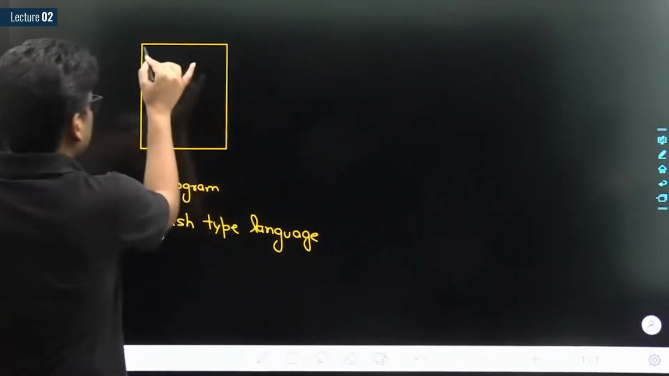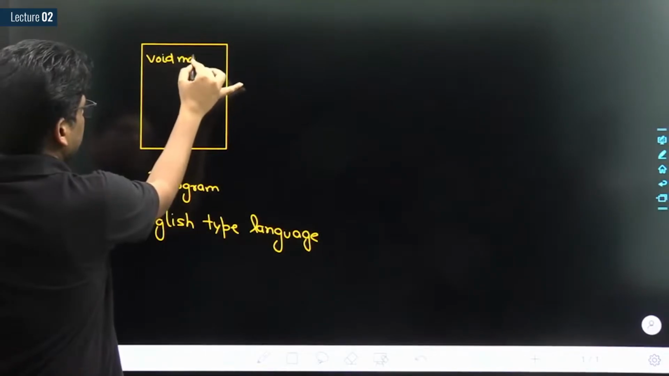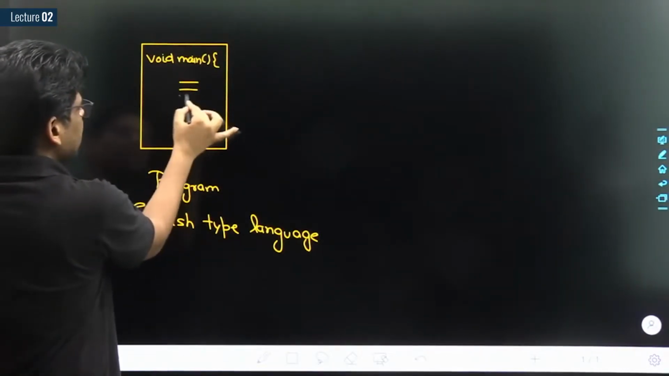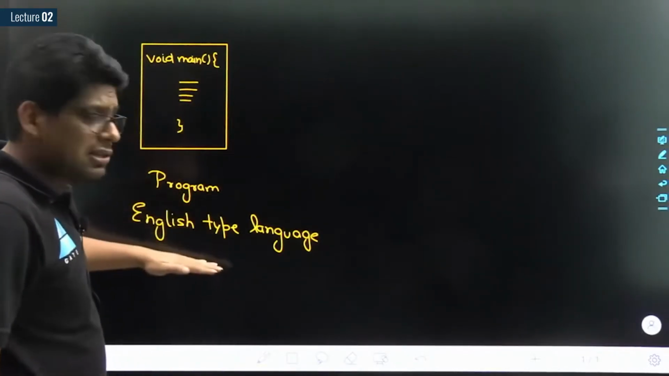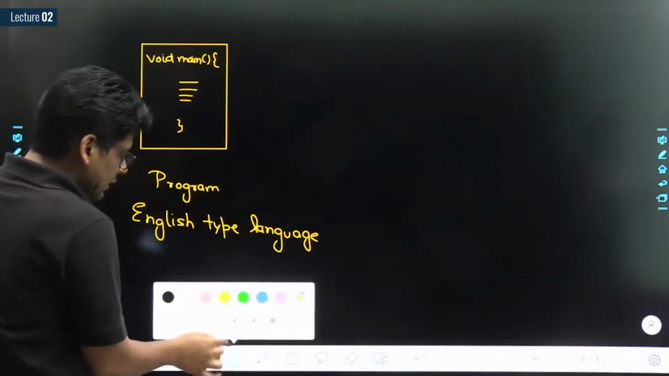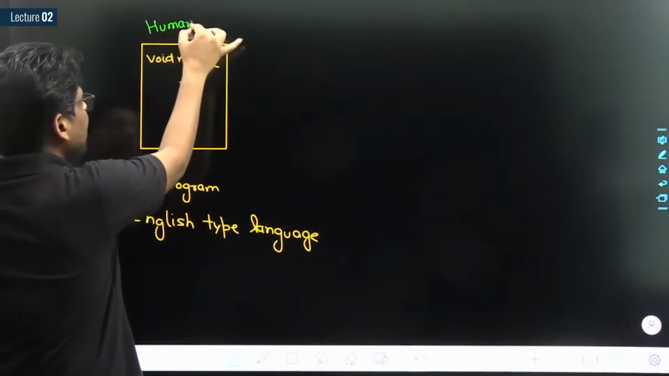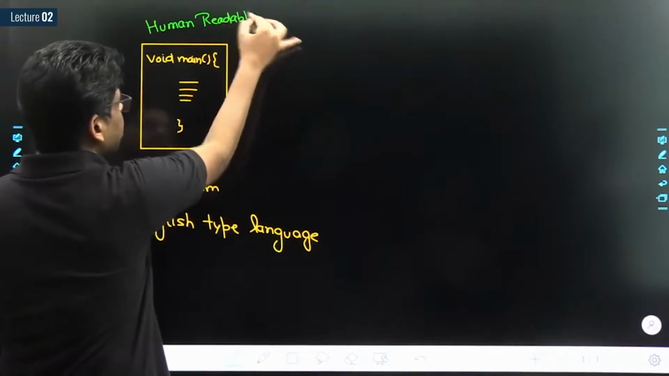Okay, sir, like this: void main, then a parenthesis and something written over here. Sir, what is it? It is a program. It is written in English type language. It is human readable. Am I right that this program is human readable? Yes, of course it is human readable.